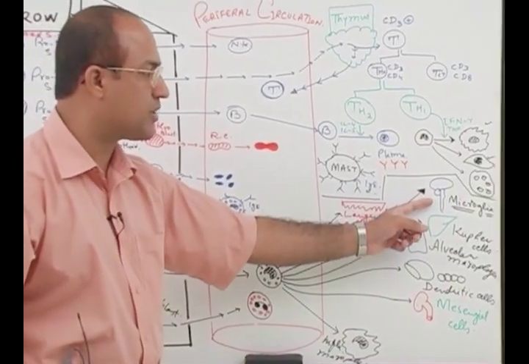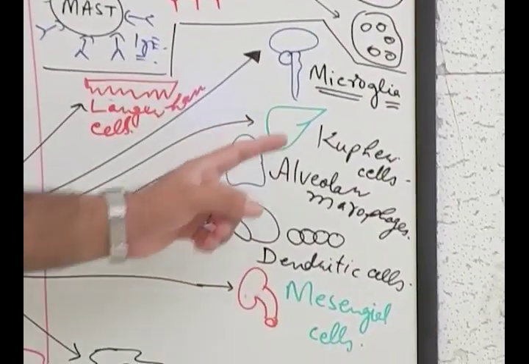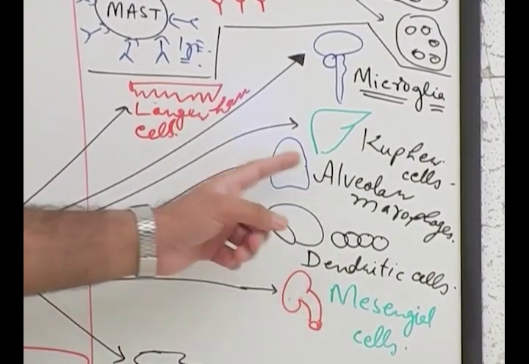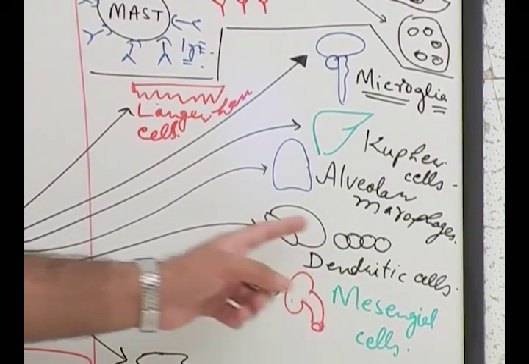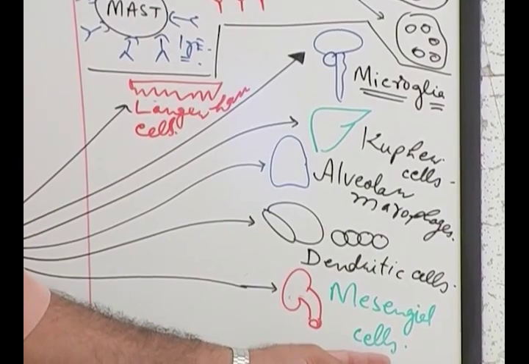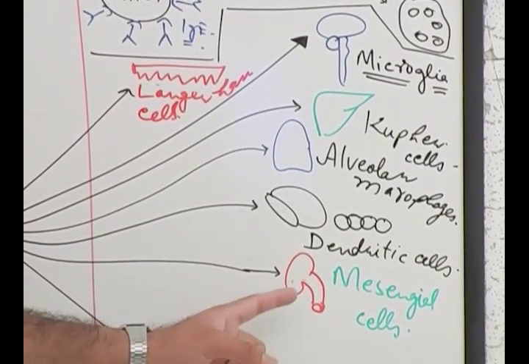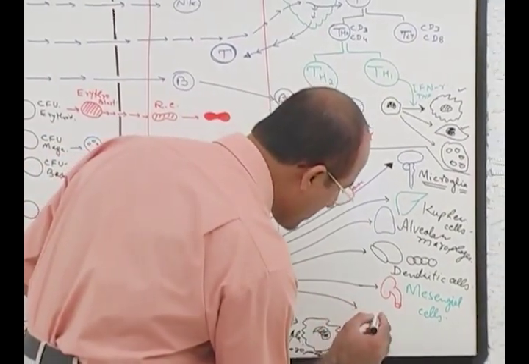Microglia are tissue macrophages permanently in the central nervous system. Kupffer cells are tissue macrophages in the liver. Alveolar macrophages are tissue macrophages in the alveoli. Dendritic cells or histiocytes are tissue macrophages in the spleen and lymph nodes. Mesangial cells are tissue macrophages living in, yes, what is it? Renal tissue. And then we should not forget the bone, right?